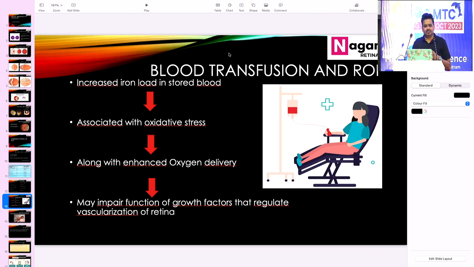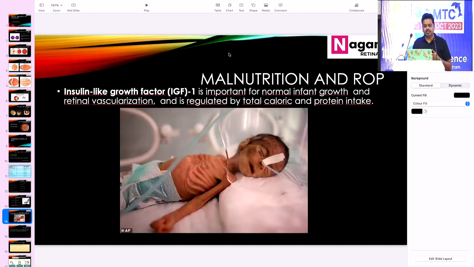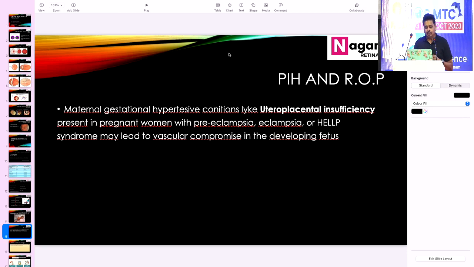In stored blood, there is an increased iron load. This leads to oxidative stress, and this leads to increased oxygen delivery to the tissues, and this in turn leads to ROP. Malnutrition remains the third significant factor in India. This malnutrition leads to a decrease in the levels of insulin-like growth factor, which is necessary for the normal development of the retina.